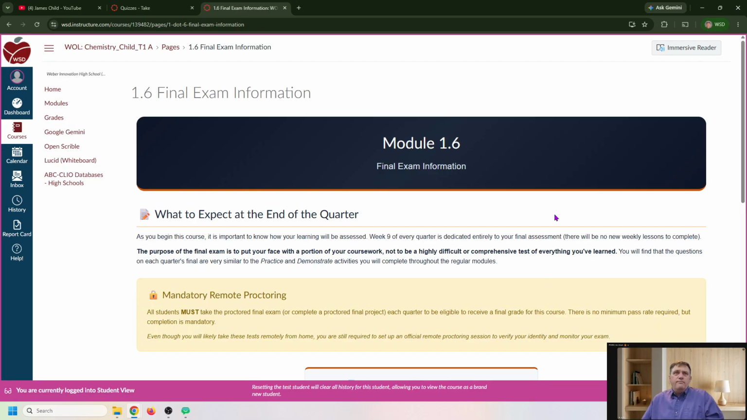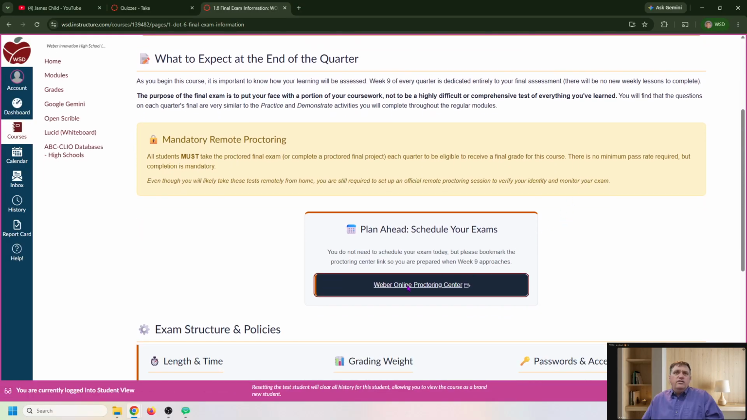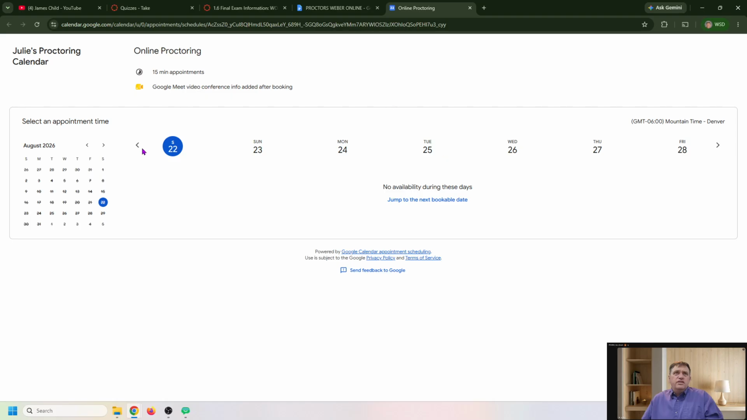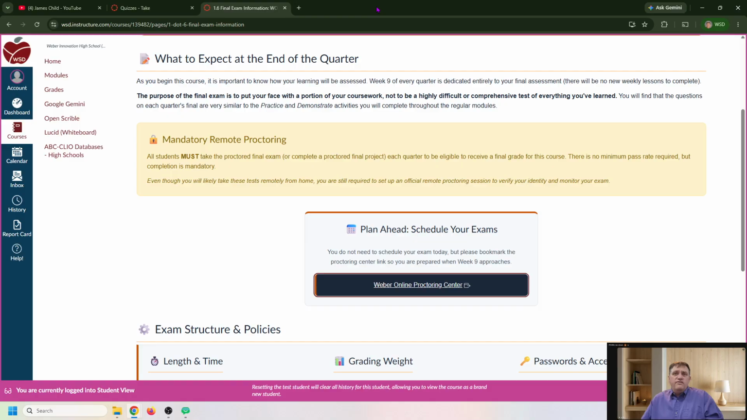Final exam. Again, proctored. Jump onto one of these ladies' proctoring calendars and get set up for proctoring. Proctoring is only for the final exam. Okay.